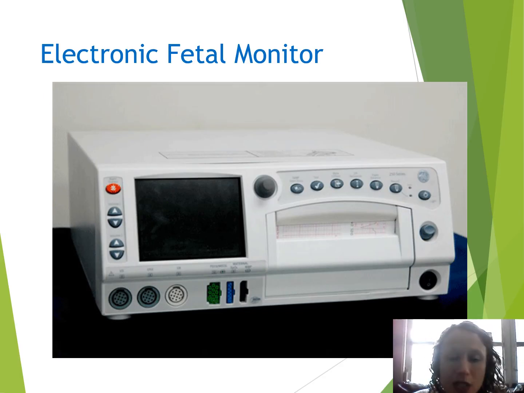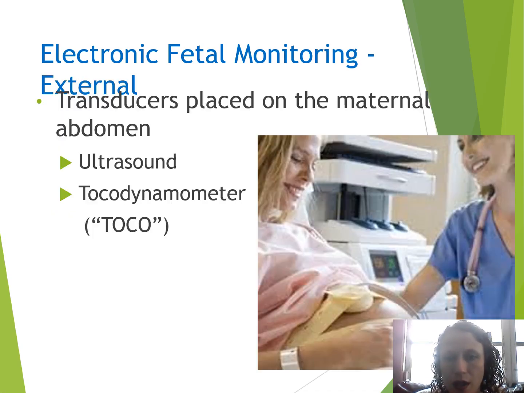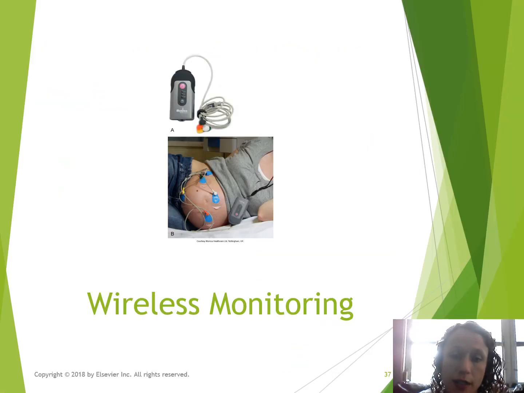So this just shows you a typical fetal monitor that you'll see in a lot of the hospitals. The most common type of fetal monitoring that you'll see is electronic fetal monitoring. So you have an ultrasound and a toco. Okay, so the ultrasound is what's going to record baby's heart rate, and the toco is what's going to record the contractions, whether she's having a contraction or not.